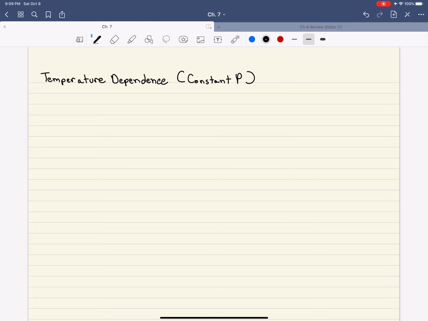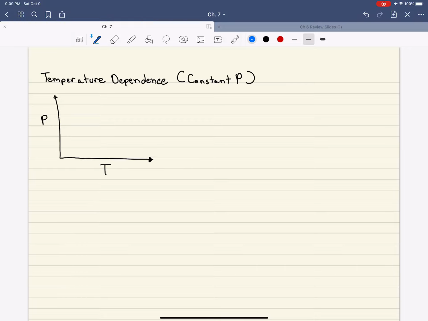To develop a quantitative model of the molar Gibbs energy, we want to think about how the molar Gibbs energy is affected by temperature and pressure. Let's first focus on the temperature dependence. And so to visualize at least what's going on, let's think of a pressure versus temperature diagram.